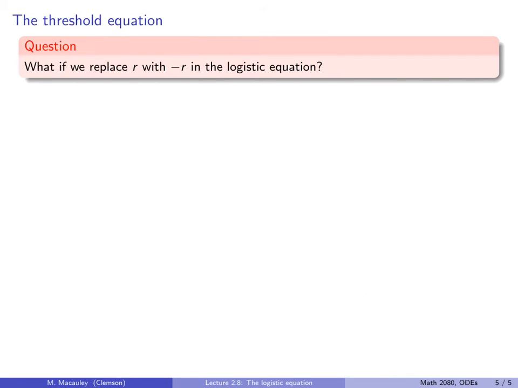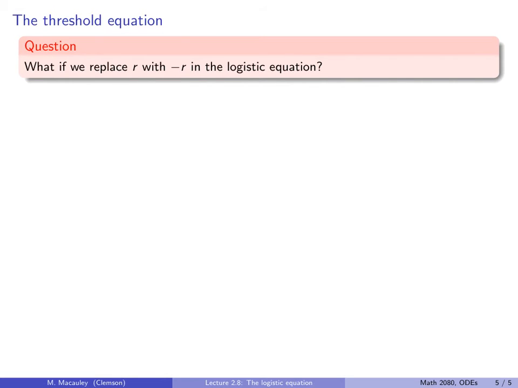I want to finish this lecture with a neat topic. It's a more complicated equation than the logistic equation, though it's really just a simple extension of it, and it's called the threshold equation. And let me just ask the question, what happens if we were to replace r with negative r in the logistic equation?